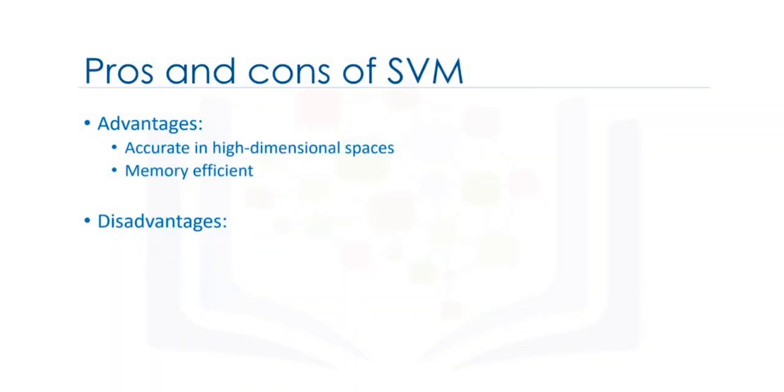Now, we will look into what are some of the advantages and disadvantages of SVMs. The two main advantages of support vector machines are that they are accurate in high-dimensional spaces and they use a subset of training points in the decision function called support vectors. So, it is also memory efficient.